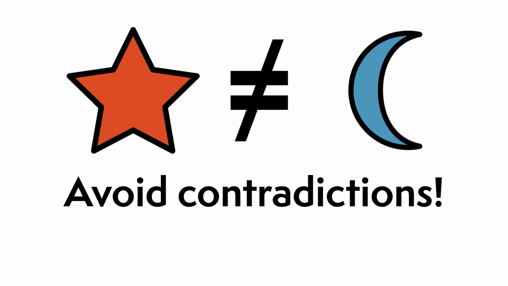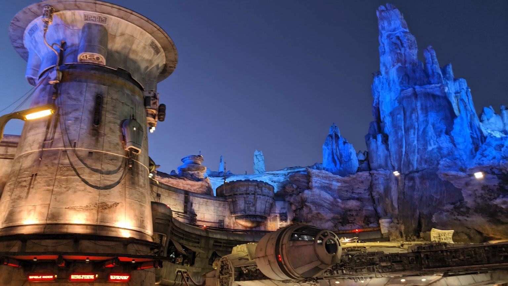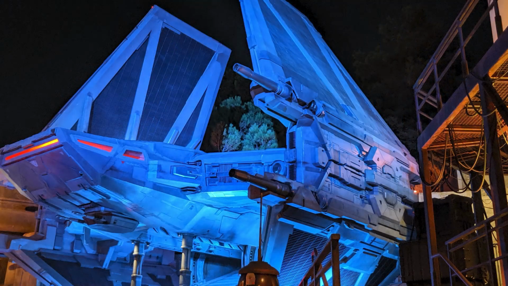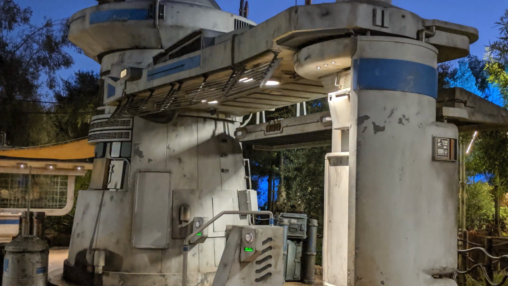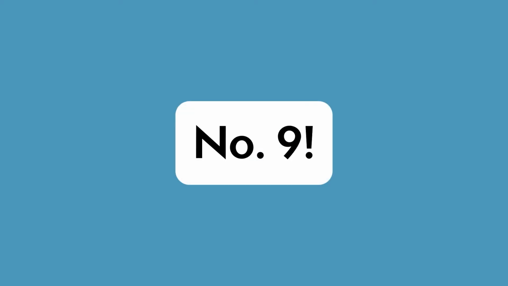Avoid contradictions. Conflicting details in design will cause confusion in the minds of guests. A good example of this is Star Wars Galaxy's Edge. This land is built to convey guests that they are inside the world of Star Wars, from the architecture to the sounds of ships flying overhead. Every detail matches the idea of Star Wars. Number 9.